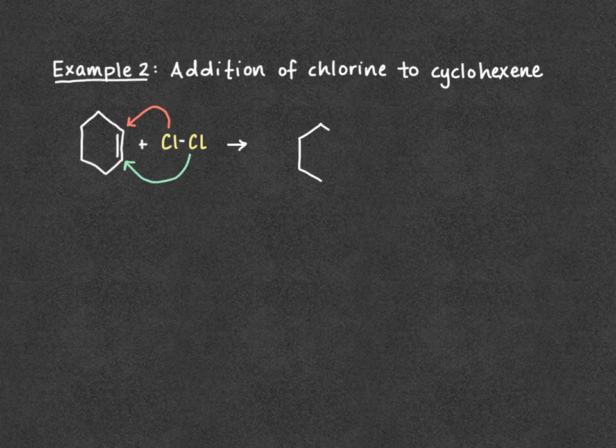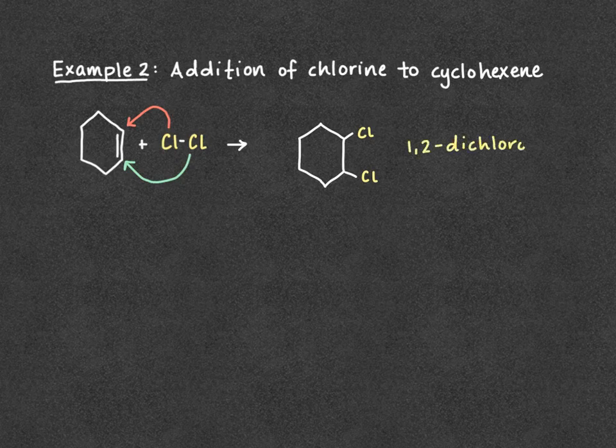So we'll still have our 6-membered ring. The double bond will no longer be present, and instead we have 2 new bonds, one to each carbon. One of these bonds will have one of the chlorines, and the other bond will have the other. And so we get 1,2-dichlorocyclohexane.